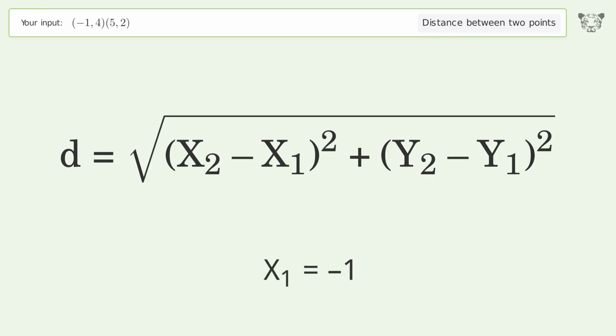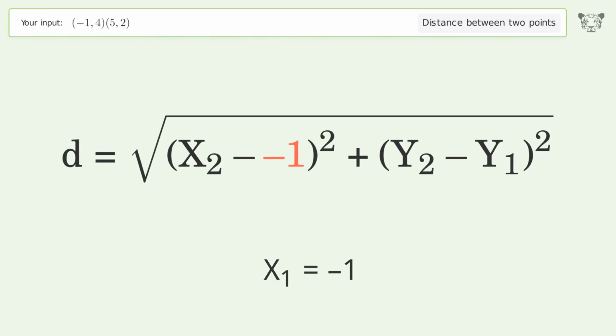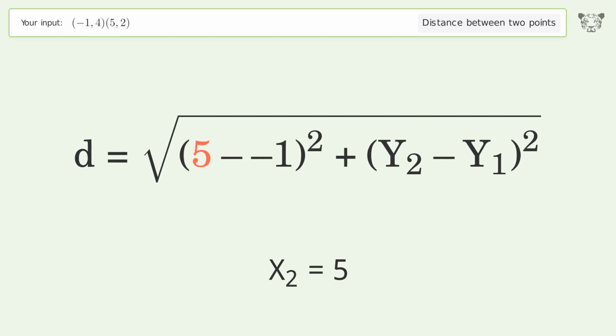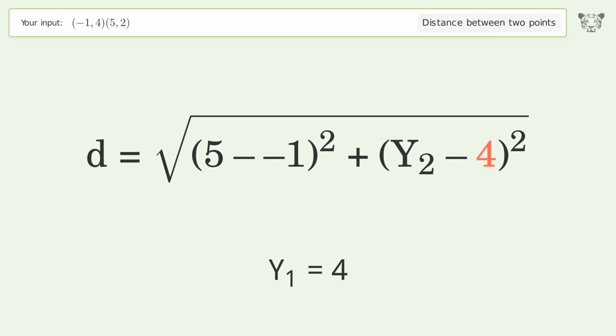x1 equals -1. x2 equals 5. y1 equals 4. y2 equals 2.